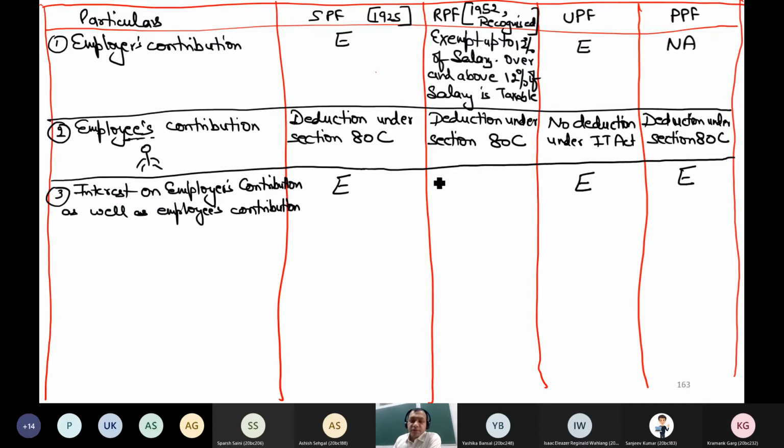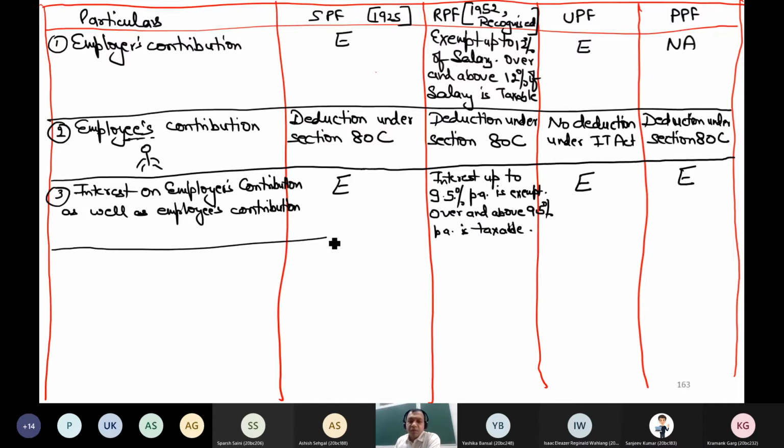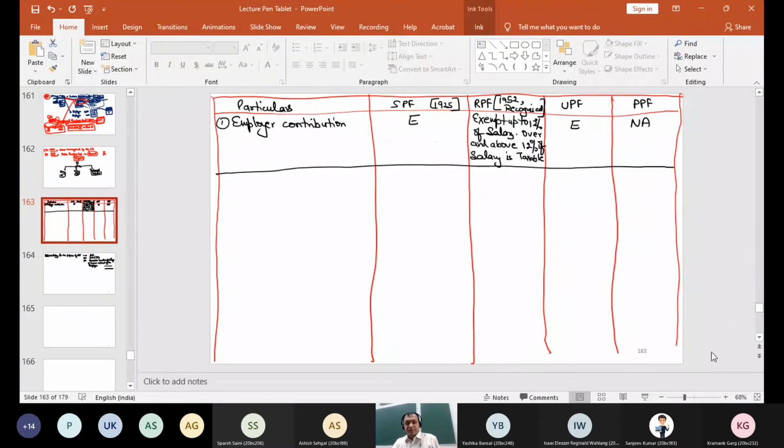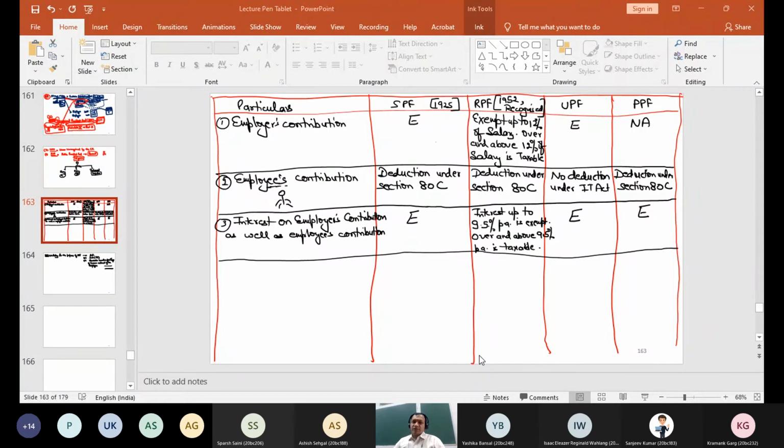But in RPF, interest up to some limit, 9.5% per annum, is exempt. If you are getting interest of up to 9.5% per annum, it is exempt; over and above 9.5% is taxable. Please raise your hand if these three tax treatments of different provident funds is clear. If not, ask me the doubt.